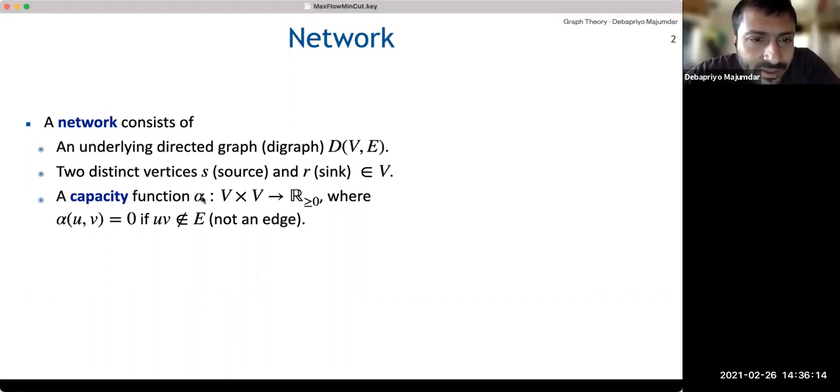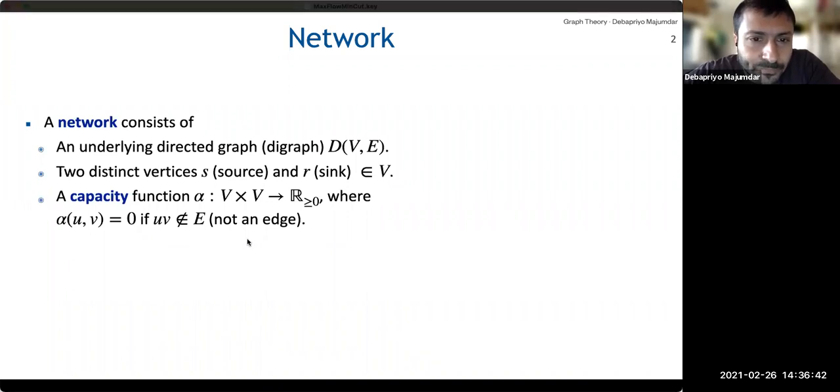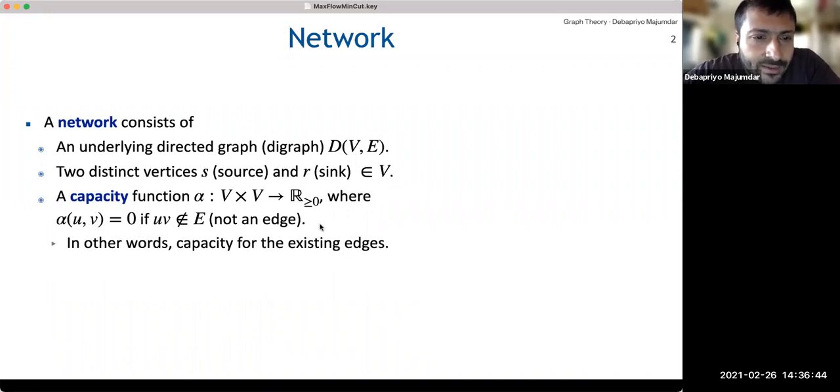So that's why it is okay to define it like this, that it's a function from V cross V to R greater than or equal to 0, non-negative reals, with the capacity being 0 if that's not an edge. Now, in this context, whenever we say UV, we mean the directed edge UV. That means U to V, not V to U. So here, V to U and U to V will be considered different. And in other words, capacity is there only for existing edges.